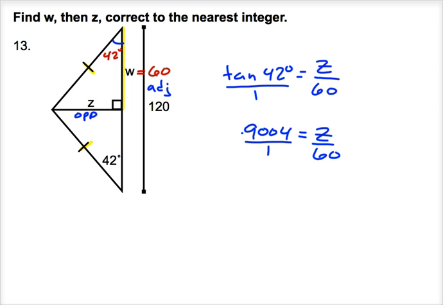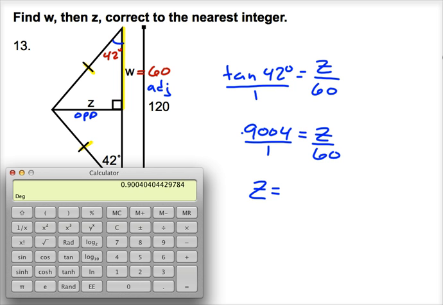And if I cross multiply, I'm going to get z equals, go back to my calculator again, and I type in 0.9004 times 60, and I get 54. We're rounding to the nearest integer, so it's going to be 54.